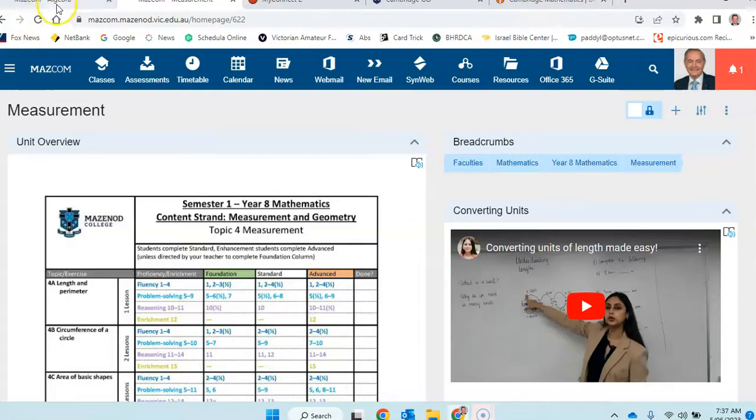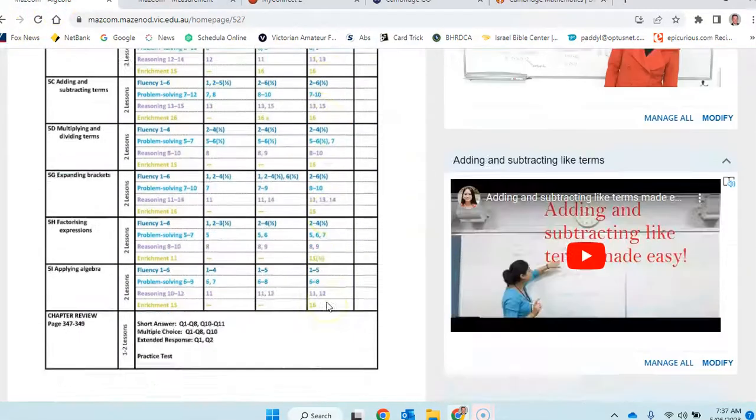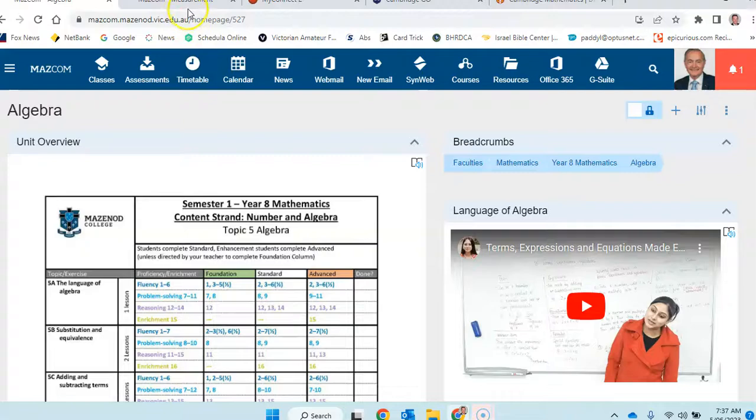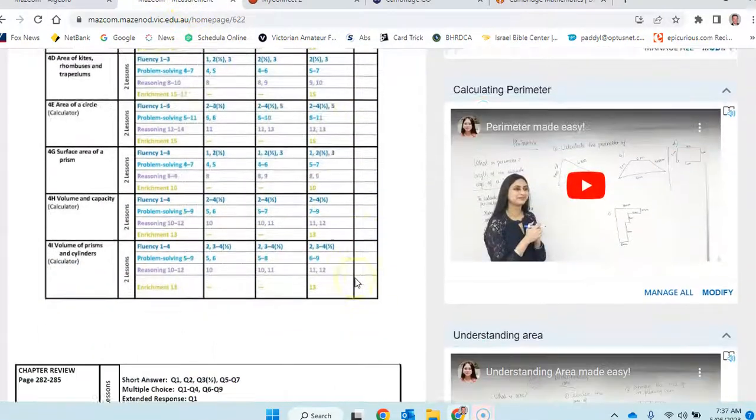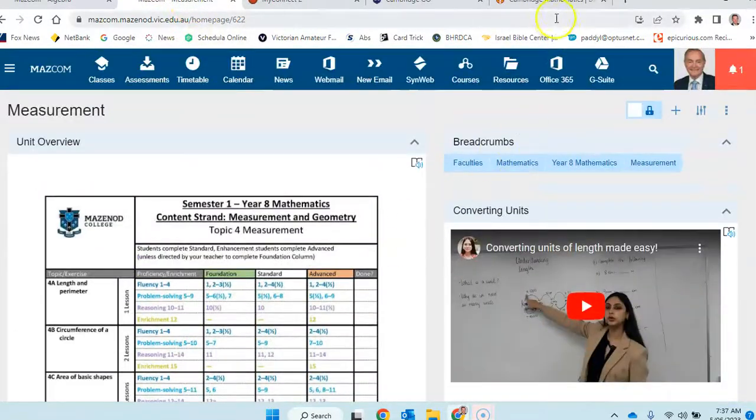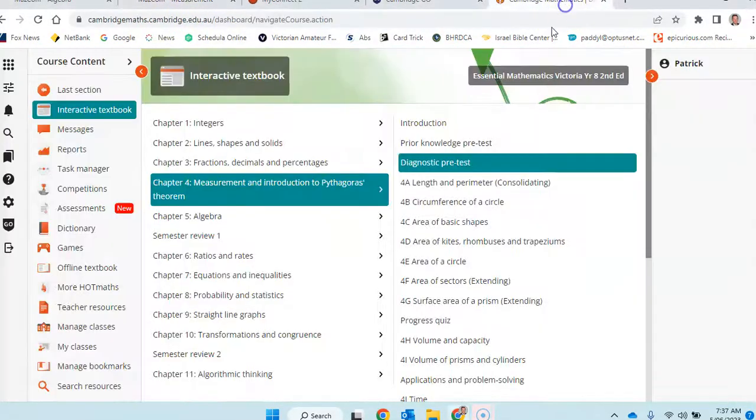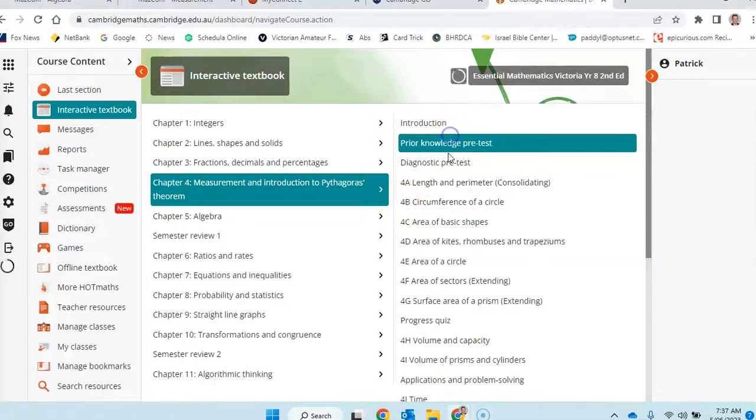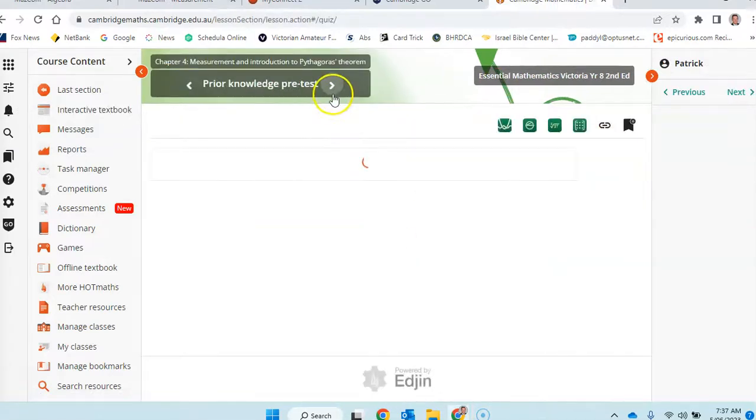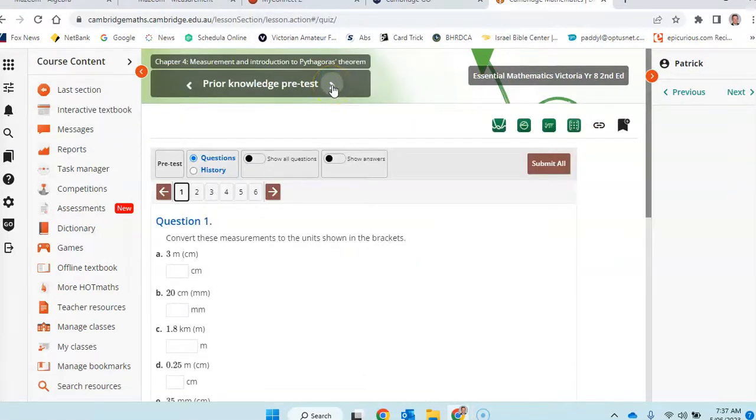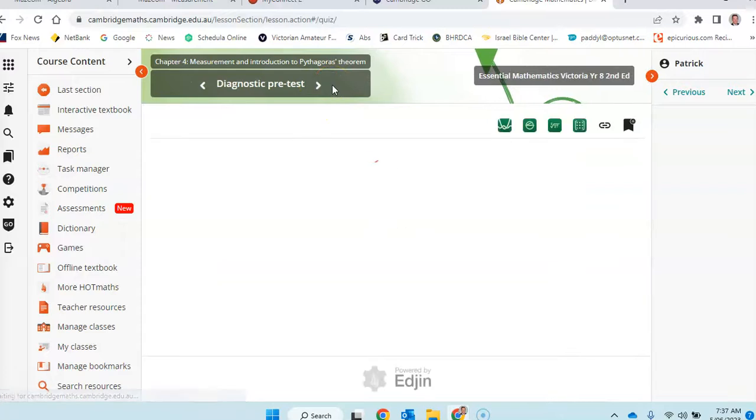All right, so for today's lesson, there's algebra revision. Then we're looking at measurement, and we could start with the prior knowledge and the diagnostic pre-test, knowing the difference between both of those.